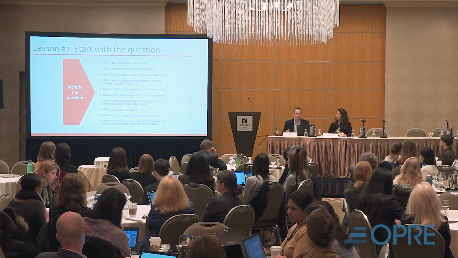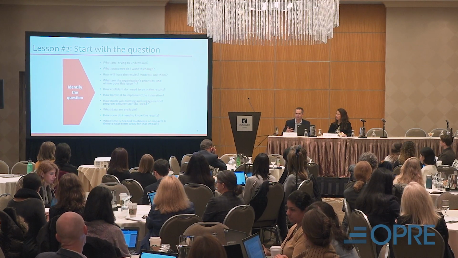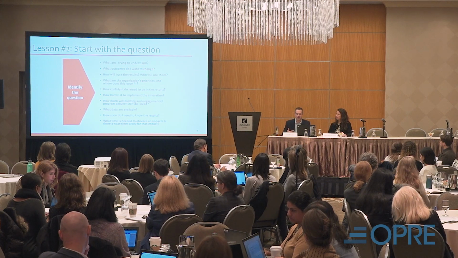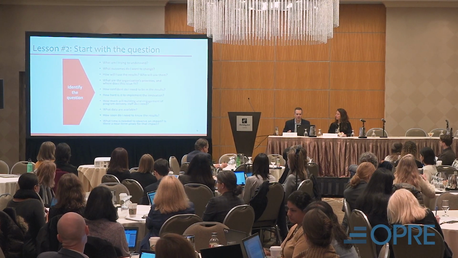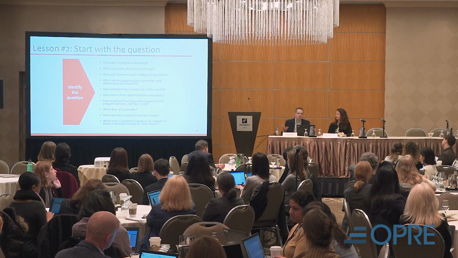What are the organization's priorities? Where does this fit in? Again, that can influence the nature of the design, how you go about the improvement effort. How confident do I need to be in the results? I like to think of this as, what's the risk of being wrong? What's the consequence of a false positive? If I test a change and I see an improvement and I conclude that that change caused the improvement, what's the consequence if I'm wrong?